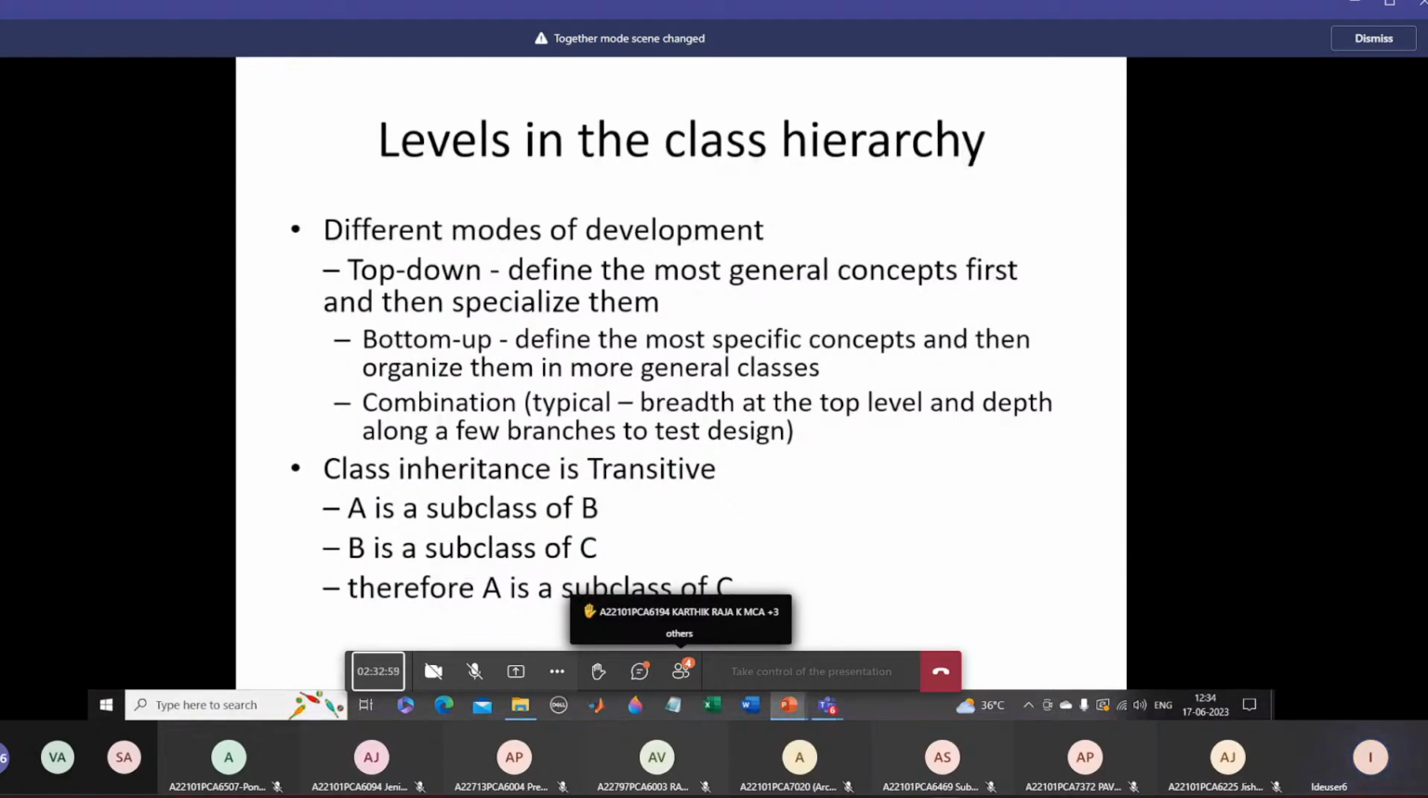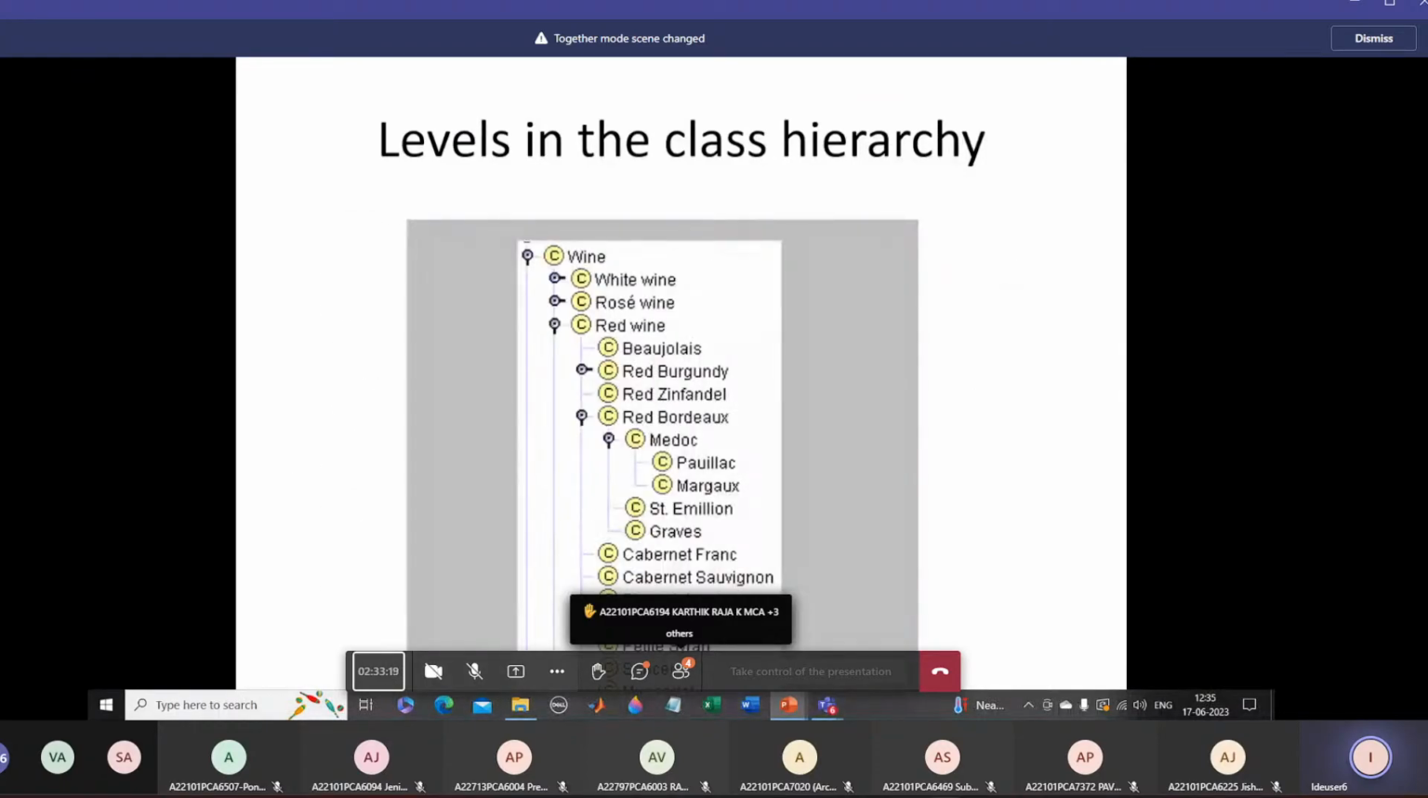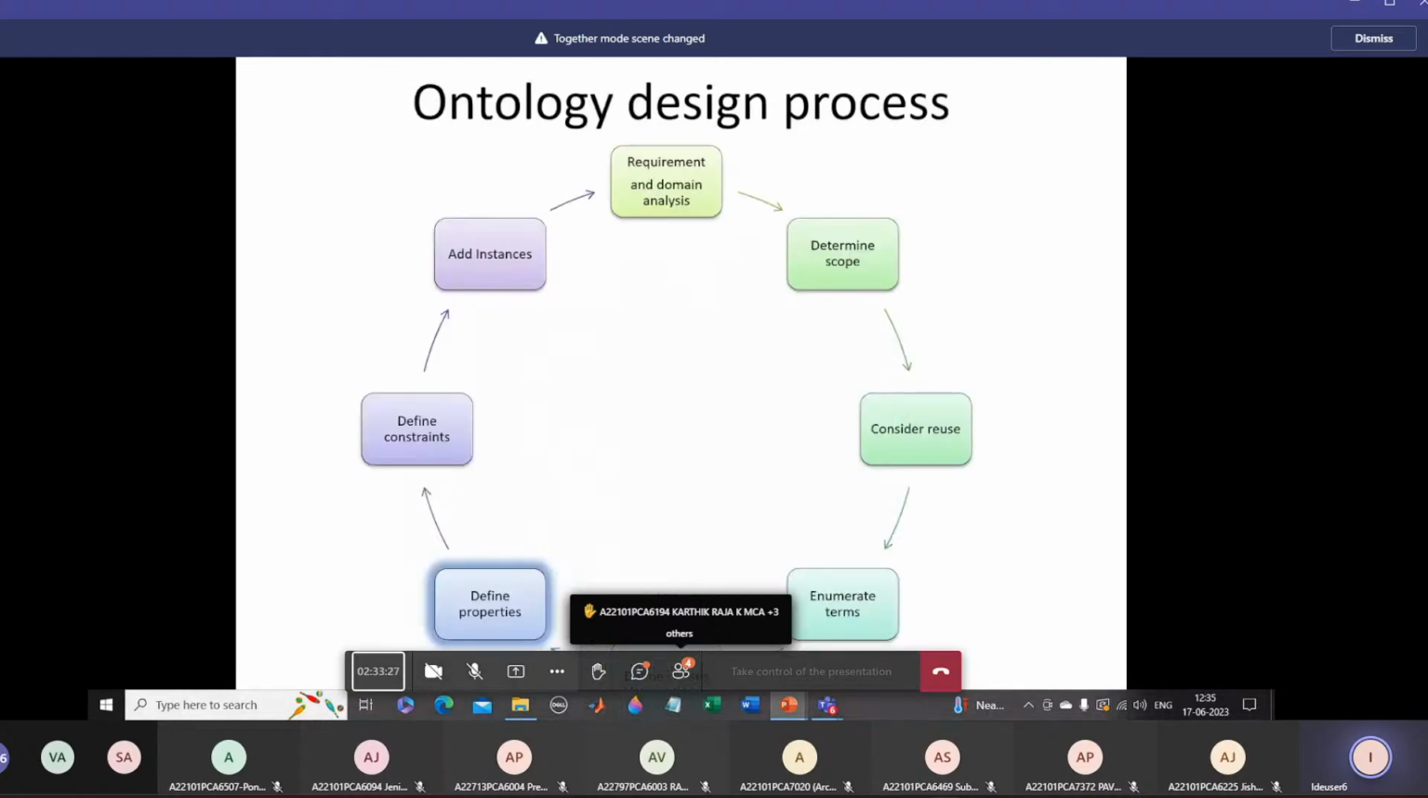And you have different levels of class hierarchy. You can have different modes of development: top down, bottom up, or a combination of both. And class inclusion is always transitive. So A is a subclass of B, B is a subclass of C, so you can say A is a subclass of C. This is transitive. And you can have levels in the class hierarchy like this: bottom level, middle level, top level.